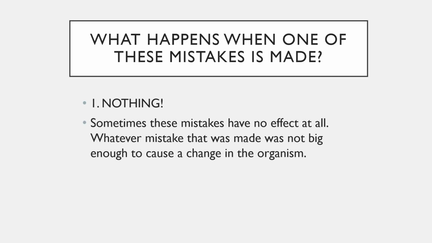The first one is absolutely nothing. Sometimes these mistakes have no effect at all. Sometimes it could have happened on the junk DNA where it's not coding for anything. Sometimes it's just not big enough to cause a change in the organism. It could be a small mutation where it actually doesn't even change what the coding is. So sometimes with mutations, you won't even notice it. And they probably happen quite frequently. Like we talked about before, with 3 billion base pairs, it makes sense that you're going to have a lot of mutations happening, but most of the time, there is no effect.